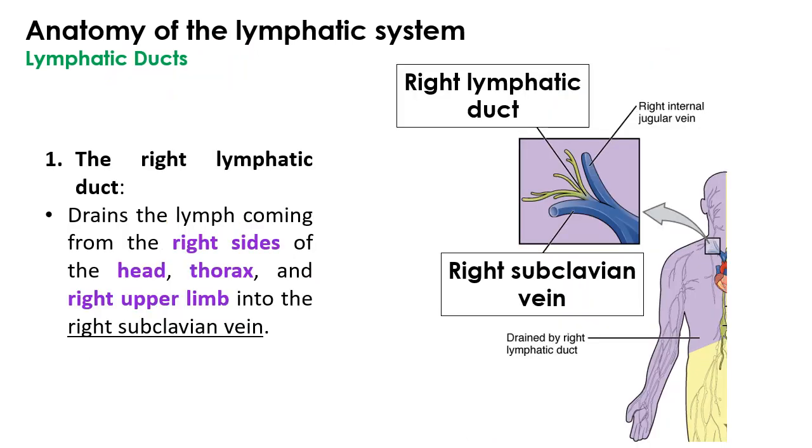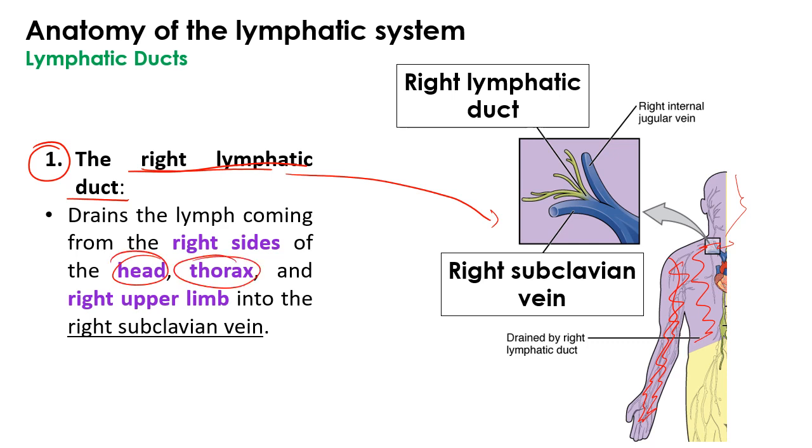We have two major lymphatic ducts. The first one is the right lymphatic duct. This right lymphatic duct, as you can see here in the picture, will drain fluid from these portions of your body. That means the right side of the head, the right side of the thorax, the right upper limb, and all the fluid that is collected by the lymphatic vessels is going to, at the end, merge in the large lymphatic duct.